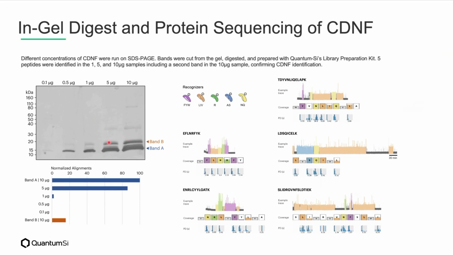As you can see in this particular sample, for this protein CDNF, we were able to identify, using, again, our standard 5 binder recognition kit, 5 distinct peptides from CDNF, each with their own distinct recognition pattern and on-chip kinetics for both the band A and the band B sample. The total number of alignments scaled in a titration and concentration dependent manner, as shown in the graph below.